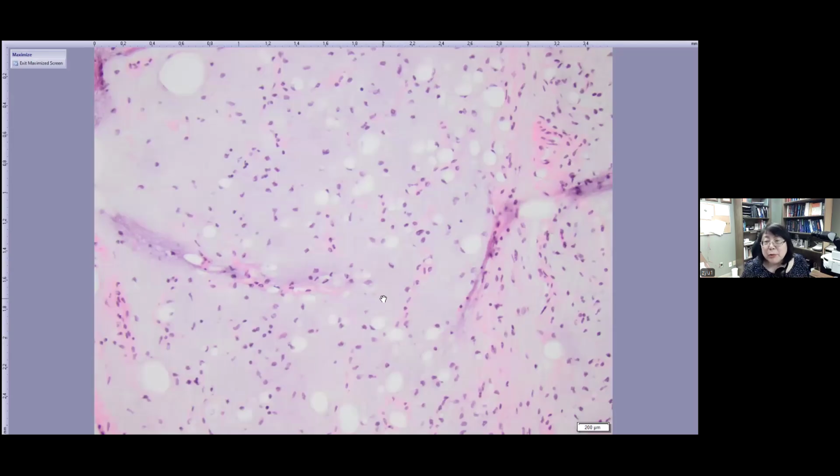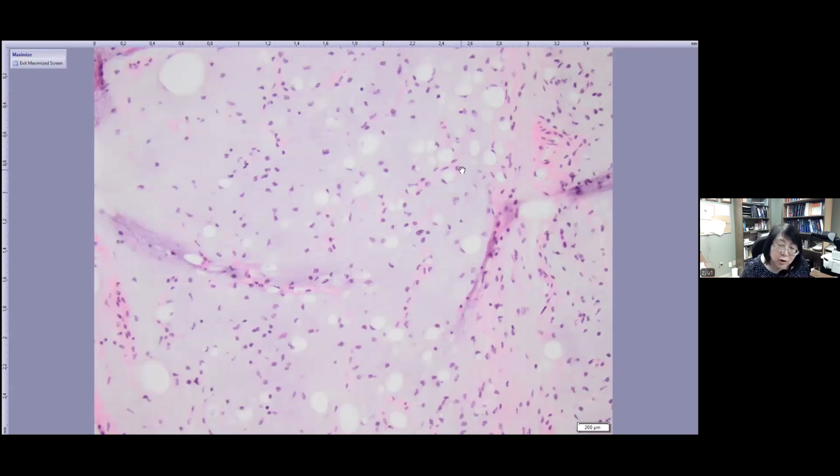There are sometimes a small cell component, very hypercellular, round cell. If that area is more than 5% overall, we call the lesion small cell variant. They have the same genetic change, DDIT3 fusion with other partners. And small cell variant is usually more aggressive. The majority is like this one, well-differentiated, low-grade, myxoid.